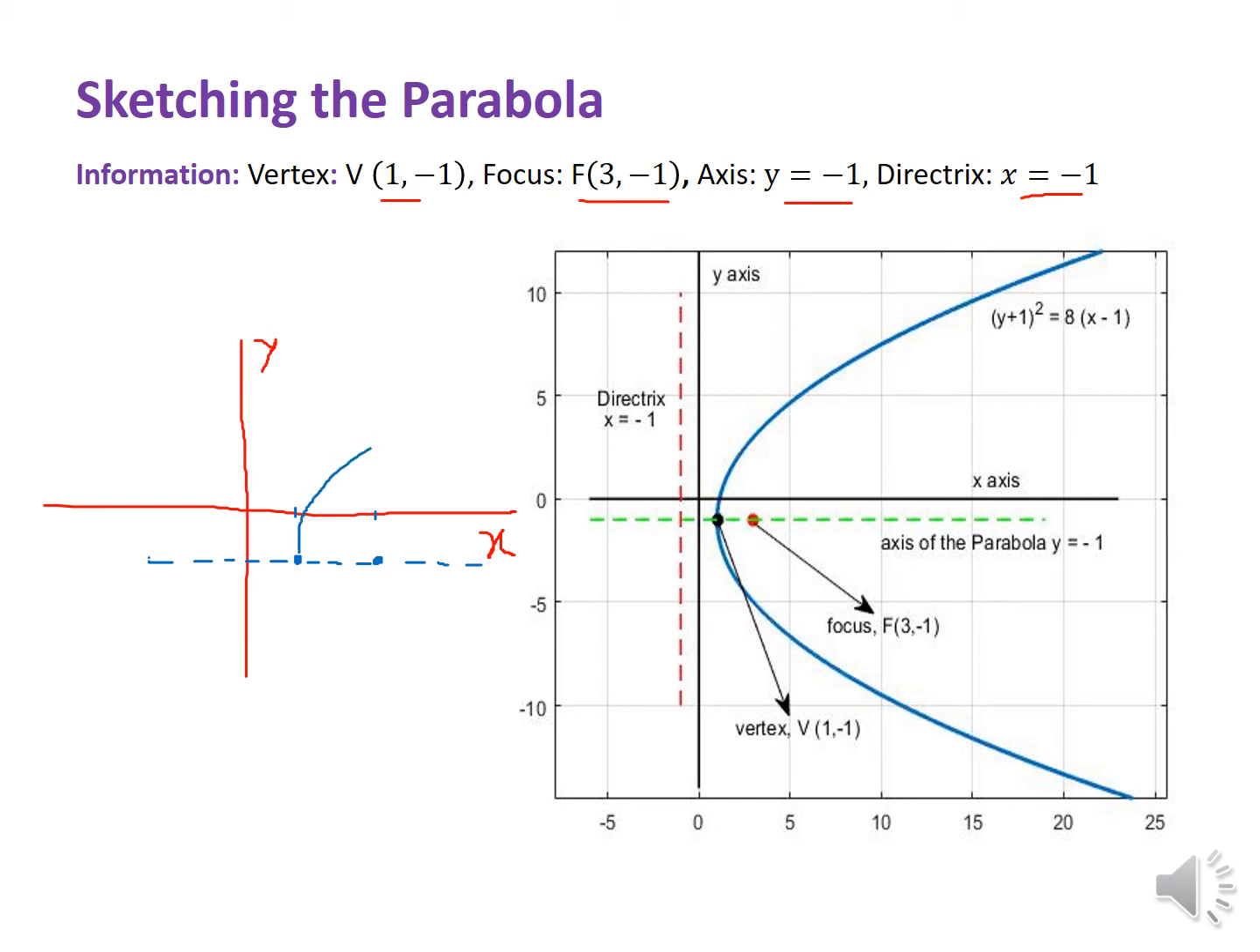We know that the parabola goes through the vertex, so the shape of the parabola will be like this. This is the vertex and this is the focus. Now the directrix of the parabola is what? x is equal to negative 1. So say this is the position negative 1. Here we have a straight line, x is equal to negative 1, as the directrix of the parabola.